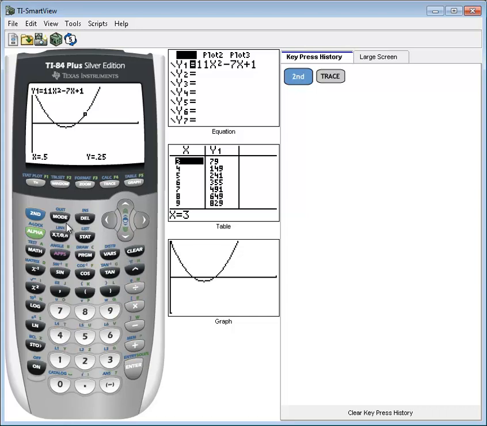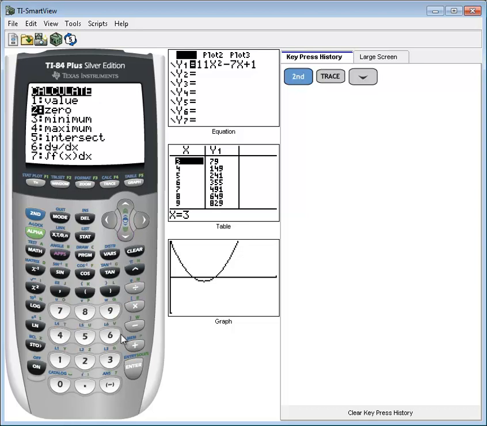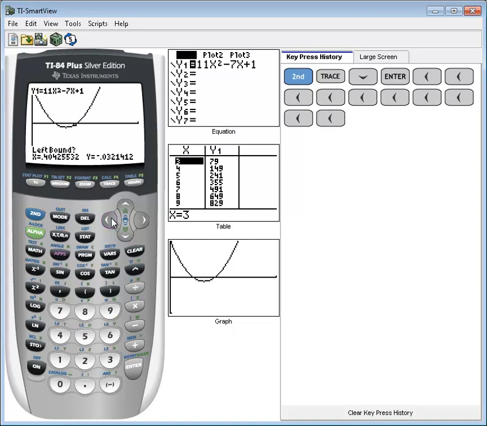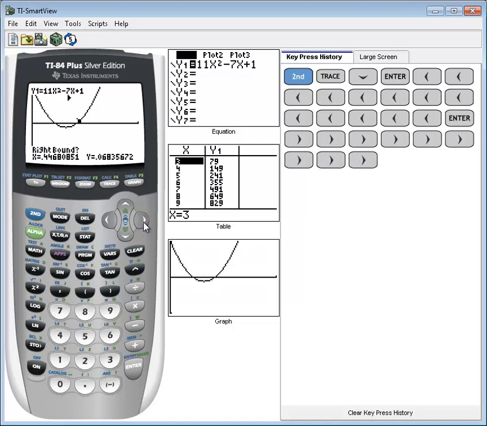Whoops, I didn't hit second. I'm going to clear that. It's going to be second calc. And we're going to choose the 0, the second option this time. Now this one, we've got to bracket it between the left and the right. So I'll find this one on the right first. We're a little to the left of that now, down and below that. So I'm going to press enter. Move it so the cursor's to the right of that point. Press enter again. The guess, I'm just going to press enter.